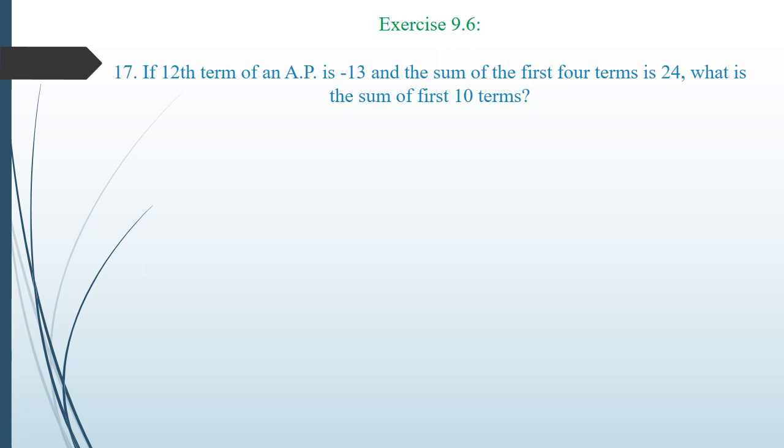Next question is question number 17, which says if the 12th term of an AP is minus 13 and the sum of the first 4 terms is 24, then what is the sum of the first 10 terms of this AP? First, we'll note down the given data, that is the 12th term is given to us. I can represent it as a12, that is equal to minus 13. This 12th term can also be represented as a plus 11d, that is nothing but again equal to minus 13. Same 12th term I am representing as a plus 11d.